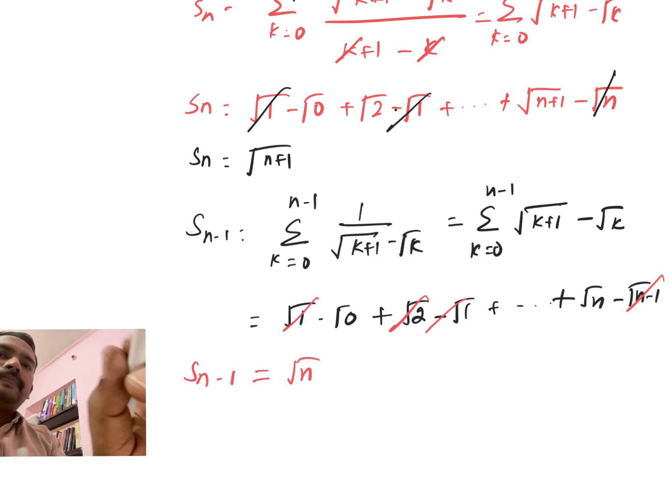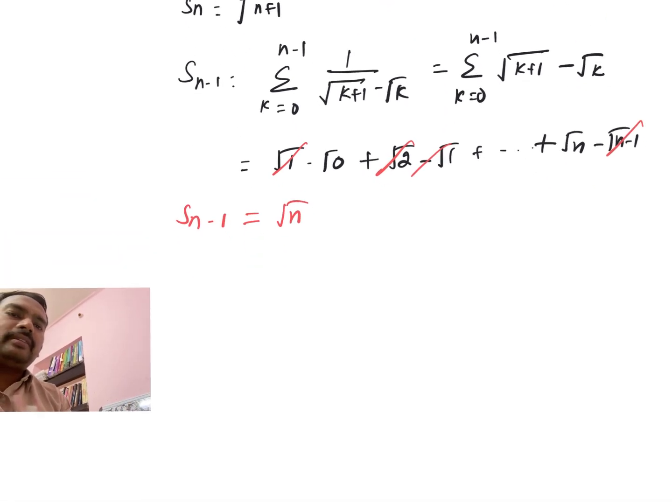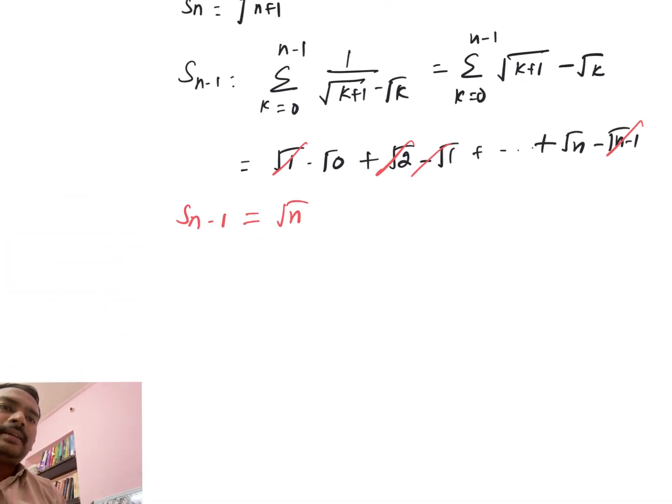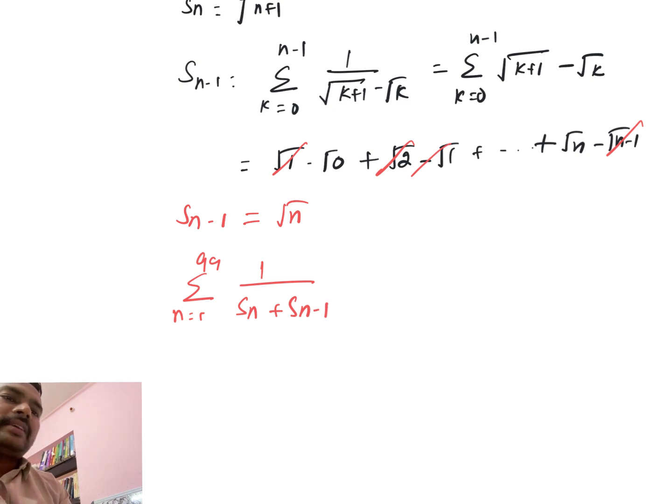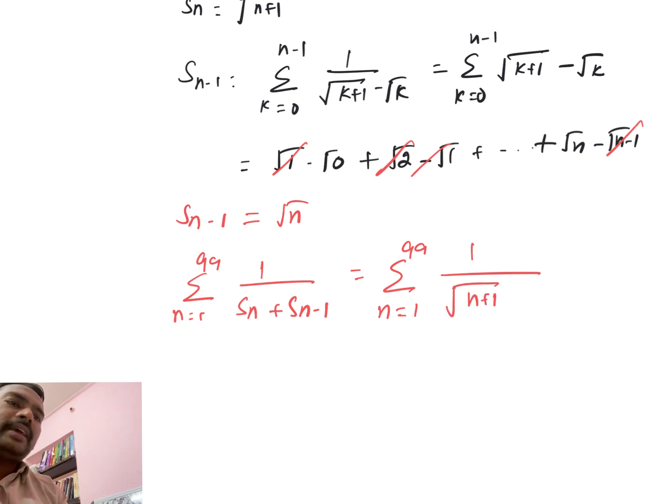Finally, what we can do is replace what is required. The summation, n equal to 1 to 99, of 1 by Sn plus Sn minus 1, they are asking, right? Now you can substitute here, n equal to 1 to 99. So 1 by, what is Sn here? Sn we got, square root of n plus 1. Sn minus 1 is what? Square root of n.